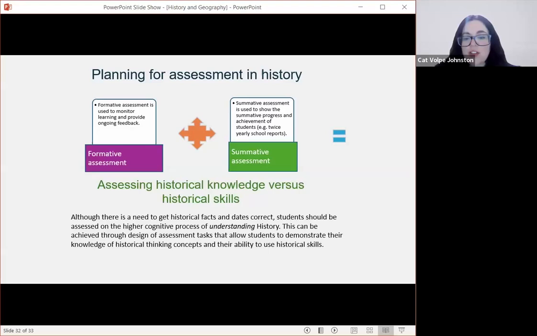Although there is a need to get historical facts and dates correct, students should be assessed on the higher cognitive process of understanding history. And this can be achieved through designing assessment tasks that allow students to demonstrate their knowledge of the concepts that we just mentioned, previous slide, and their ability to use the skill, so analysis and use of sources, using evidence and understanding its reliability, and also understanding the concepts and all those different skills that we went over. So students are assessed on knowledge and skills.